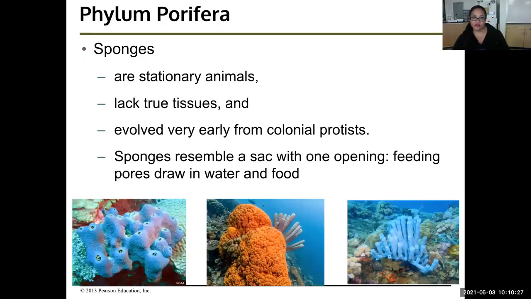Porifera are the sponges. They're stationary animals. They lack true tissues. They evolved very early from colonial protists. These were the first to evolve from the early colonial protists. Sponges resemble a sac with one opening, and feeding pores draw in water and food. They can take many forms, though. They all live underwater, and they are very often mistaken for coral, but these are not coral. These are sponges. People dry them out and use them to clean things.